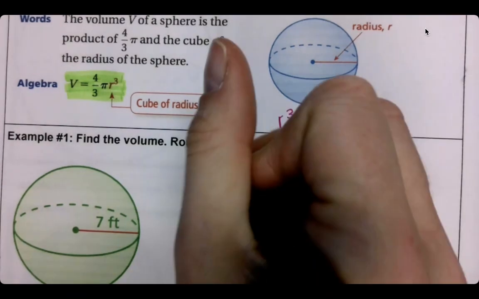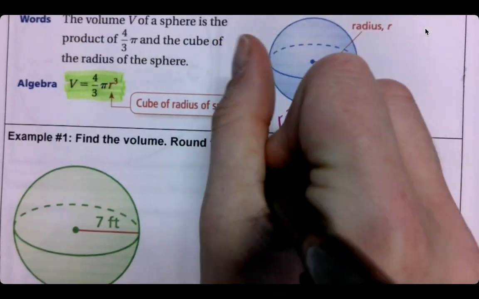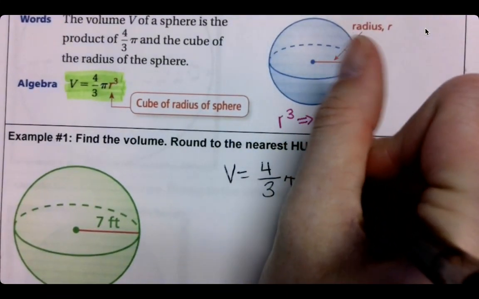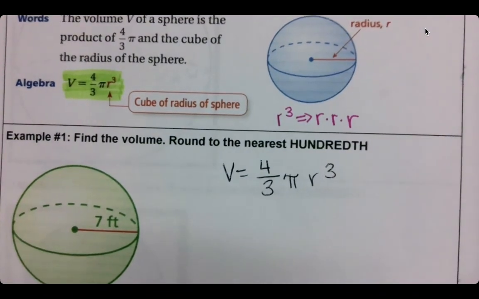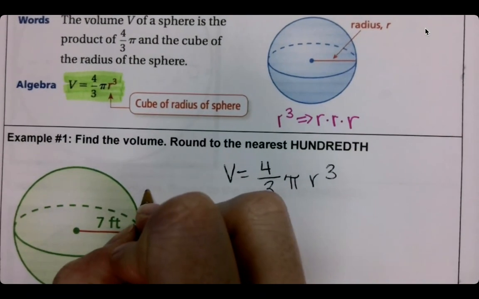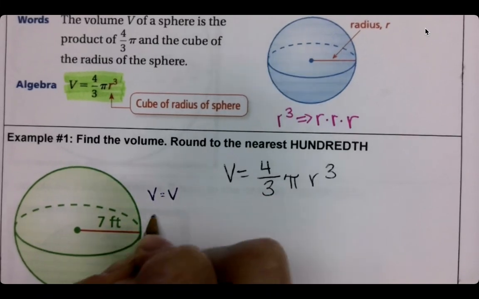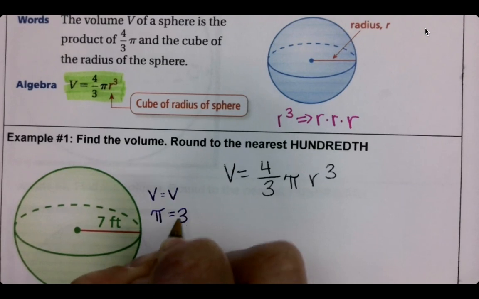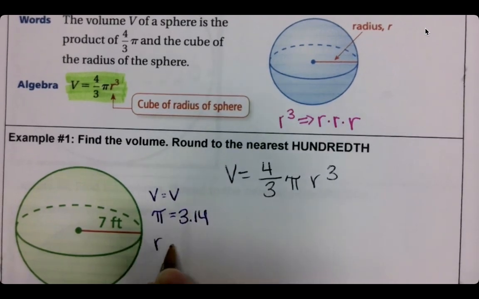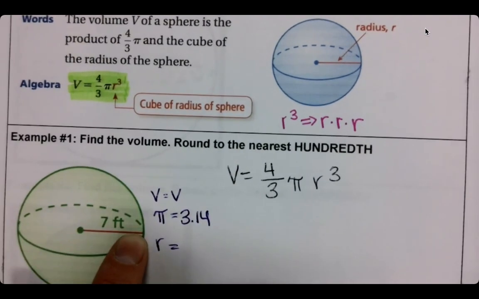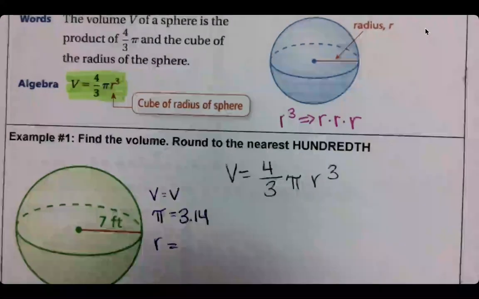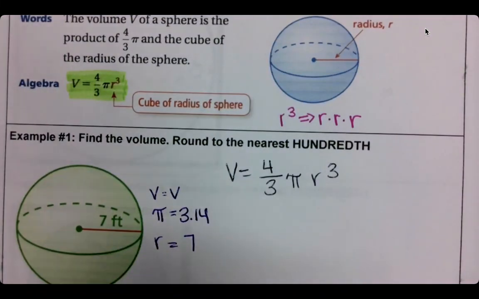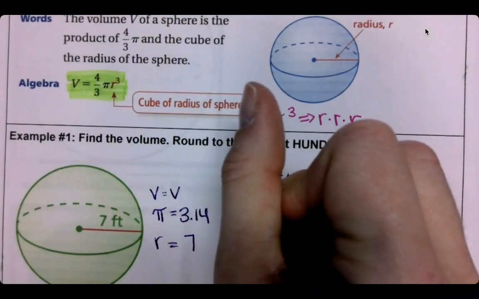All right. So again, let's do like we've always done. We have volume equals 4/3 pi radius cubed. So off to the side, they want to know the volume, so we're going to put a V there. Pi, we use 3.14. And then our R, so is our R 7 or is our diameter 7? Our R is 7. So we're going to leave V as is because we don't know it.